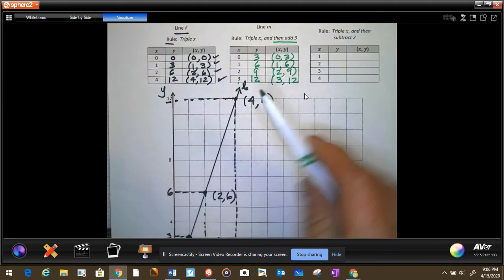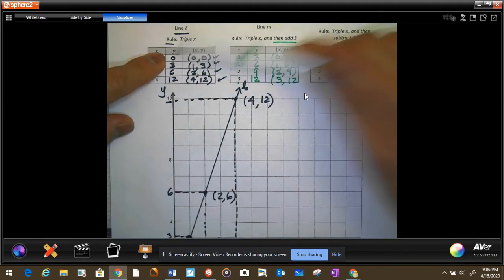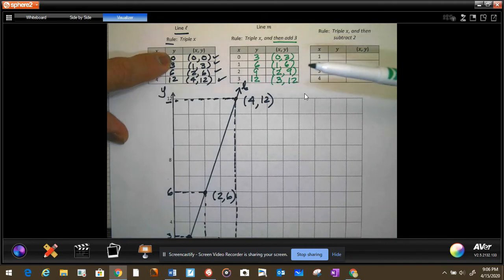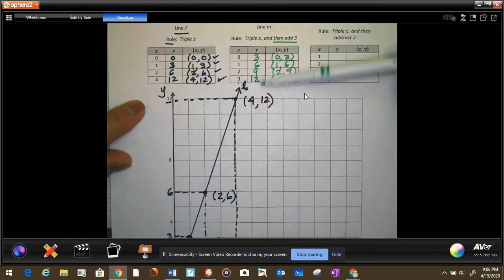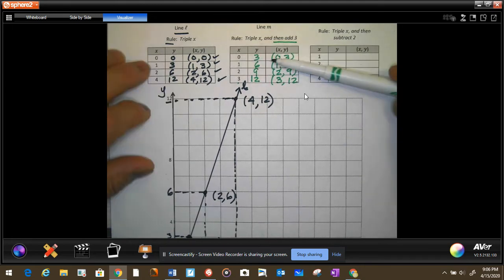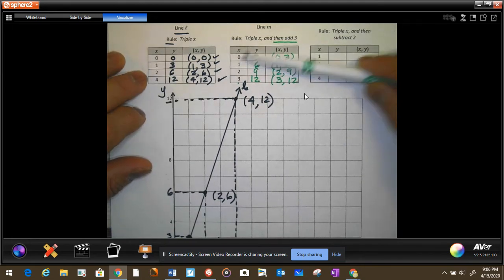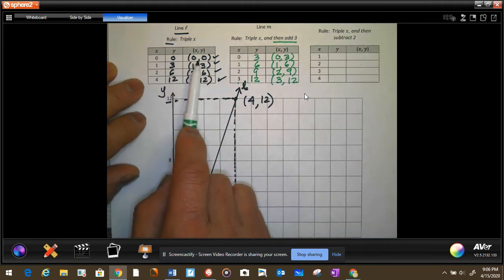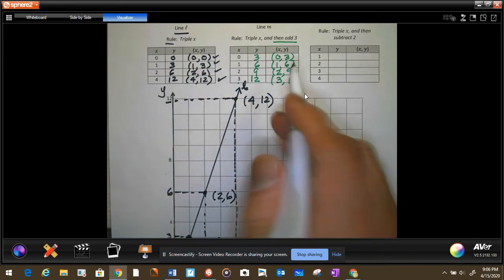Now, I want you to notice something. The first line starts in the origin, and on this one the y does not start on the origin. The origin is 0, and this is not 0, this is 3. Okay, so now actually x is 0, but y is not 0. So when a line starts on the origin, it has to have a coordinate pair of 0, 0. Okay, so let's plot those lines.